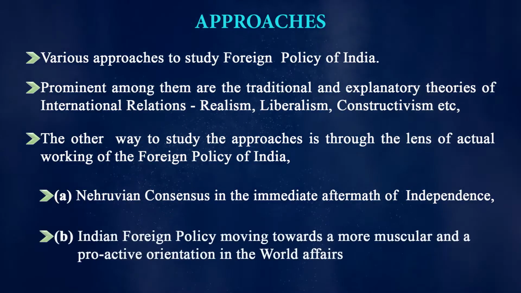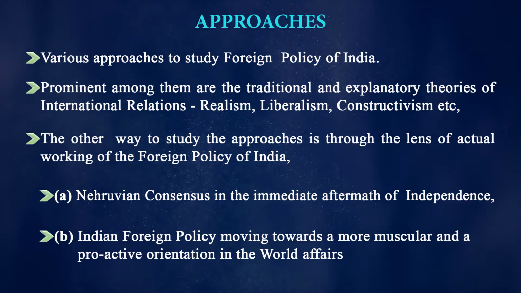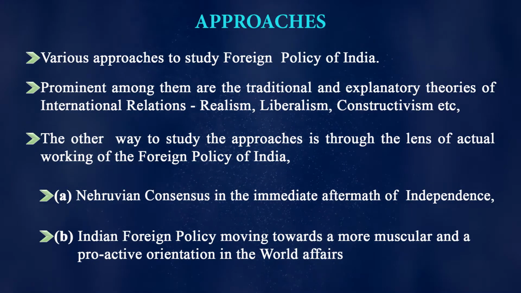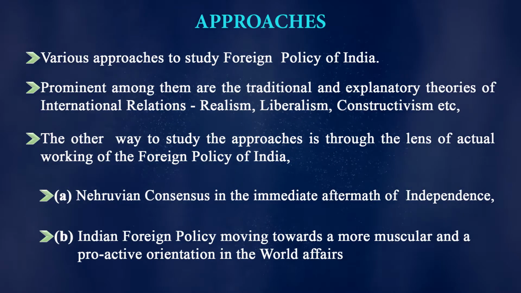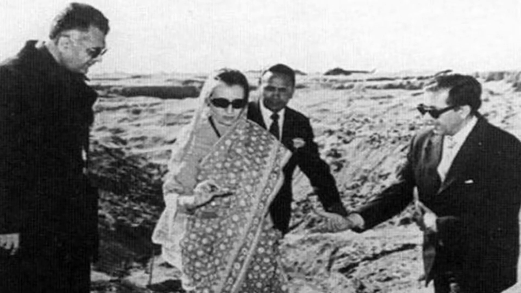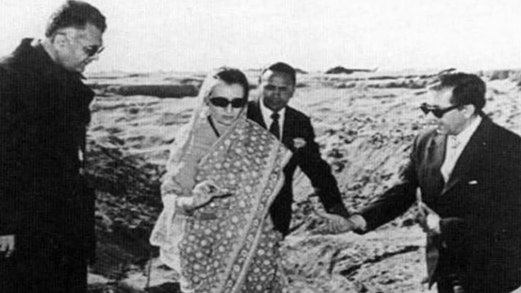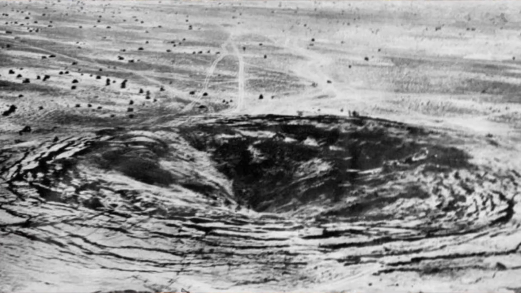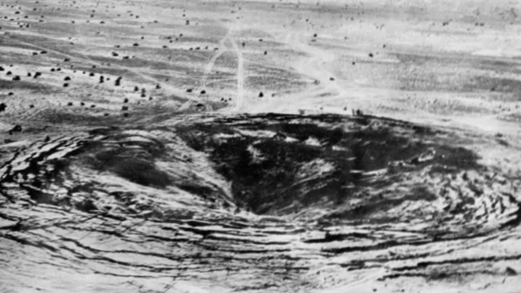So we moved from a more diplomatic kind of consensus, the Nehruvian consensus, to a more muscular and proactive orientation in world affairs. Indira Gandhi also undertook what is known in international relations or foreign policy terminology as the peaceful nuclear explosions of 1974. This was a manifestation of the more muscular form of foreign policy that India started pursuing post 70s, and it has gone on till date, right?